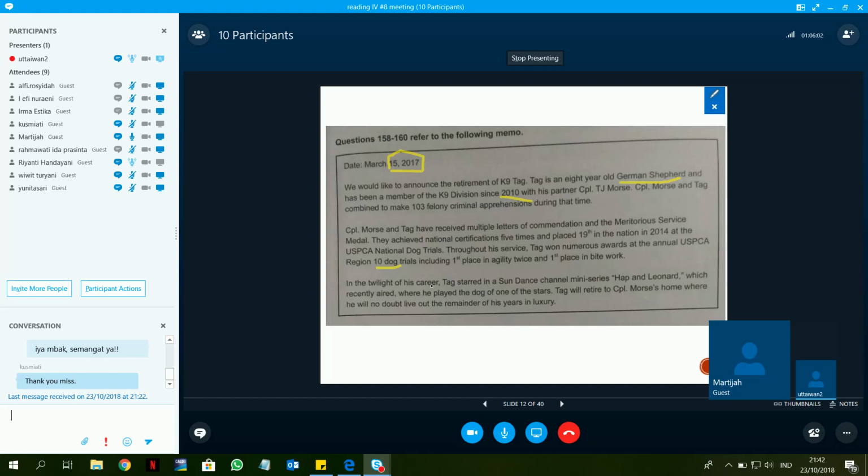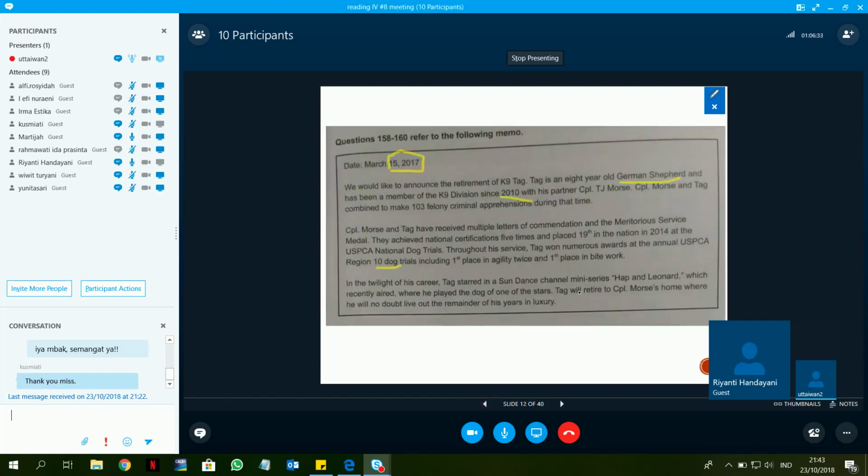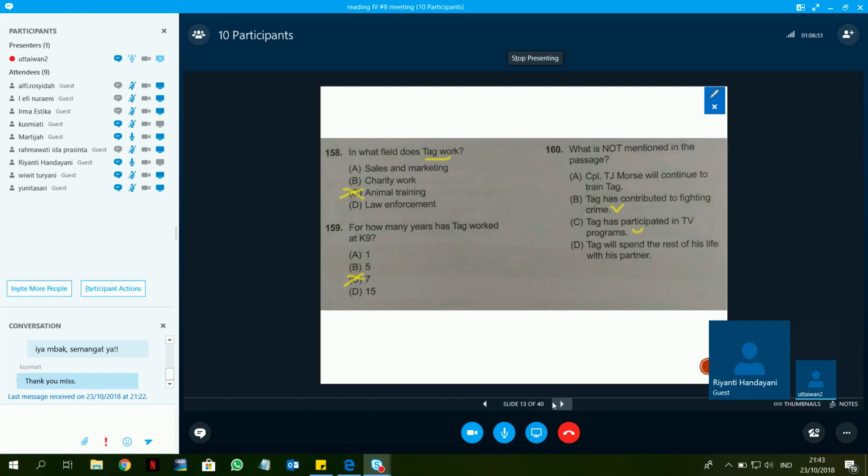In the twilight of his career, Tag starred in a Sundance Channel miniseries, Hub and Leonard. Ini kan Tag membintangi a Sundance Channel. Berarti dia main film, dia main di acara TV, kan? TV program, ya. Kemudian yang B, Tag has contributed to fighting crime, sudah dijelaskan tadi pada yang pertama. Terus selanjutnya, Tag will retire to CPL Morse home, where he will no doubt live out the remainder of his years in luxury. Will retire, akan pensiun. Morse home, where, yang paragraf terakhir itu. Berarti mana yang not mentioned? Yang D.